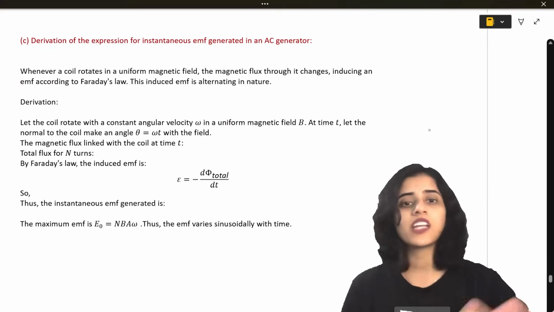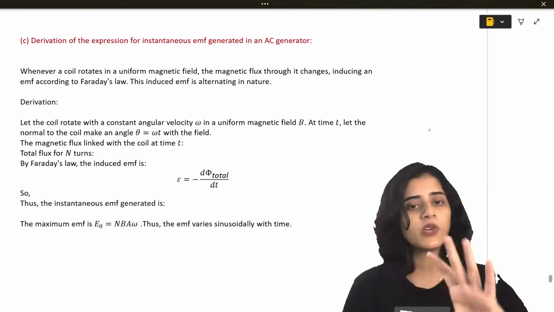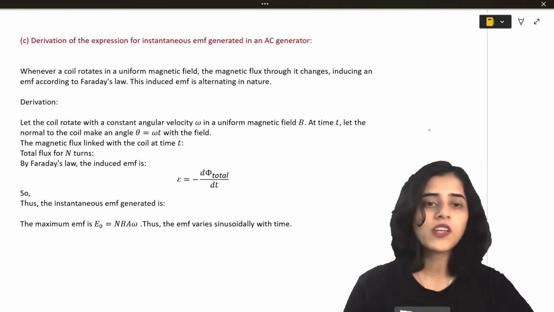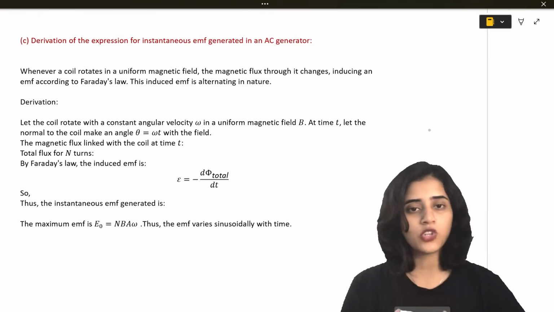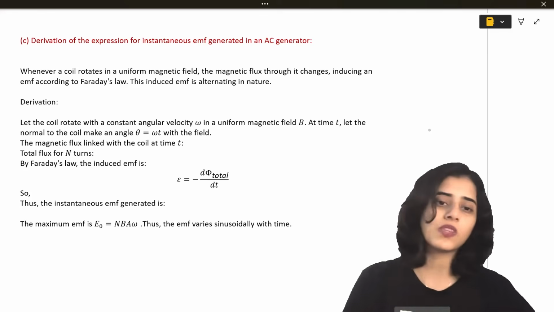All right, derive an expression. The expression is just the total EMF, which is basically dφ/dt. So when the coil rotates with angular velocity ω, it will make an angle θ, which is ωt, with the field.